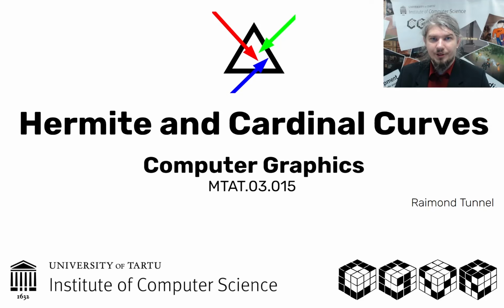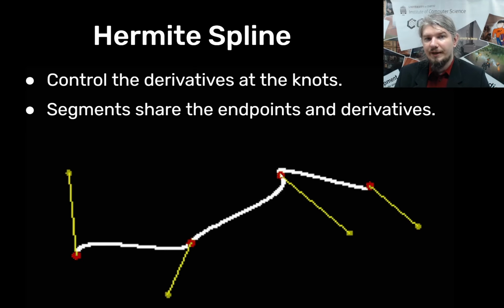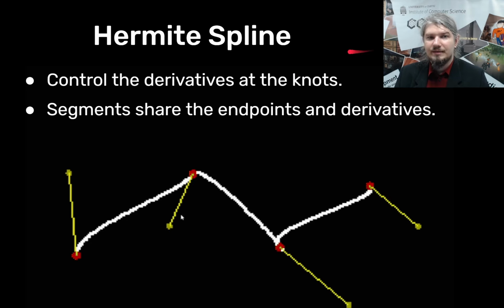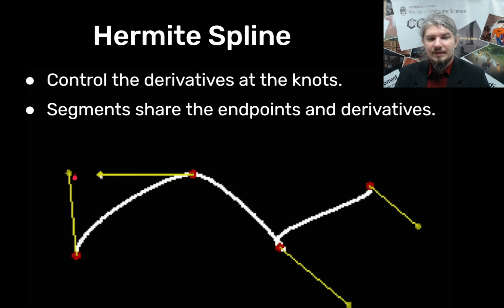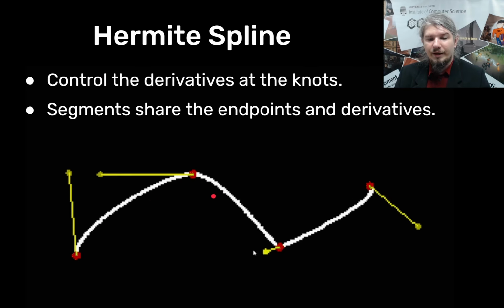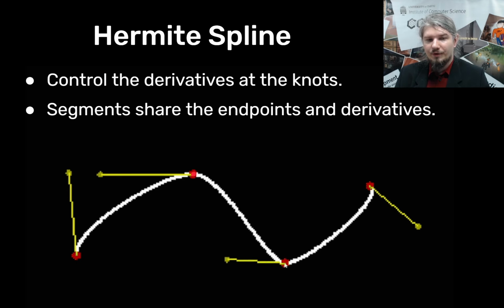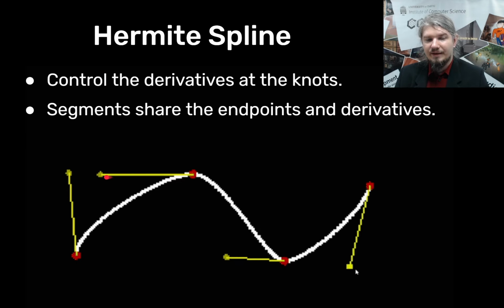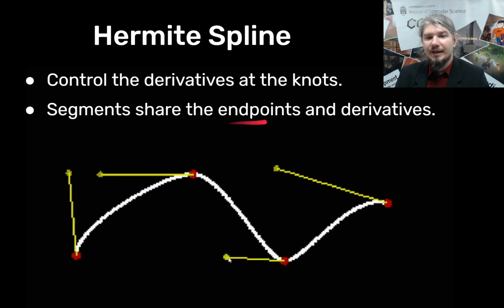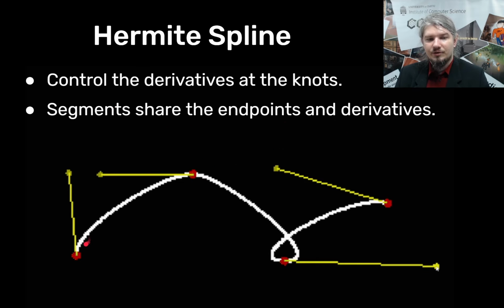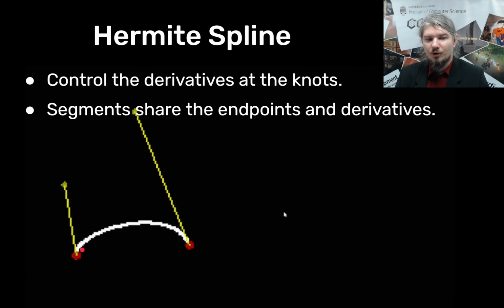Hermite and Cardinal curves. One of the splines that people have come up with is the Hermite spline. Basically, it's this spline here where you are able to control both the points it passes and the derivatives at these points. So you control the derivatives at the nodes, and the segments share the endpoints and derivatives. These are cubics. As we saw in the previous video, with cubics you can have 4 constraints.